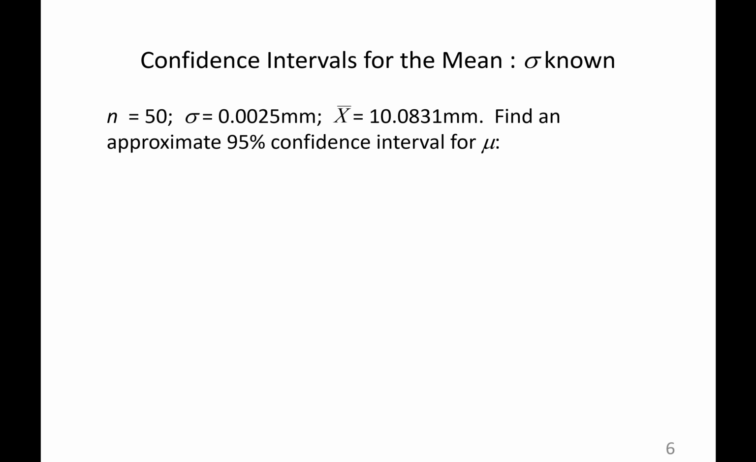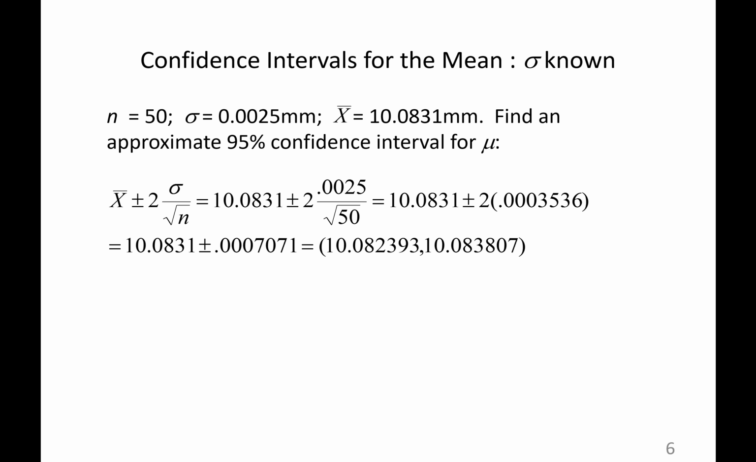So reviewing this, let's pull out the numbers. We have n is 50, sigma is 0.0025 millimeters, x bar is 10.0831 millimeters, and we want a 95% confidence interval for the mean mu. So we can just plug these numbers into our formula, plug and chug, and we get 10.0831 plus or minus 0.000701, for an interval of 10.082393 on the low end, and on the high end 10.083807.